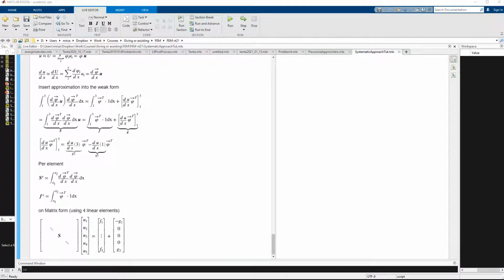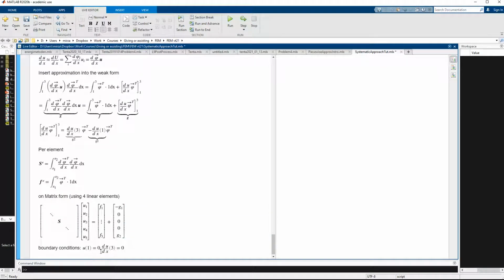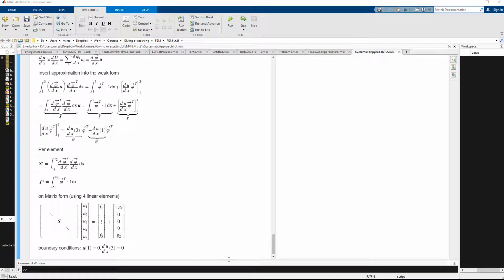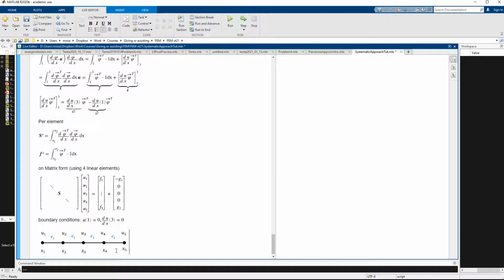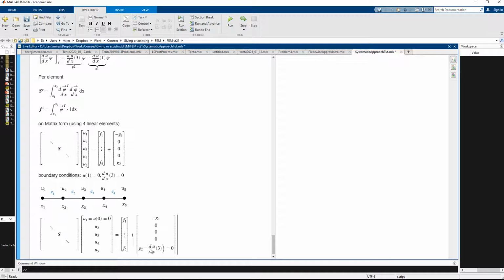Okay, now it's time to look at the actual boundary conditions. So our boundary conditions are U at 1 is equal to 0 and du/dx at 3 is equal to 0. It's always very nice to do this graphically. So we have our mesh here with our solutions. At x1 we have U1, at x2 we have U2, and so on. Alright, and then we take a look at our system completely like this, and we just insert what we know.